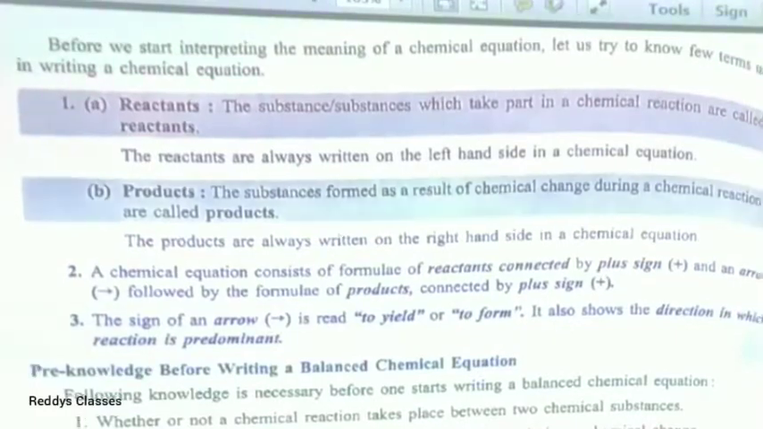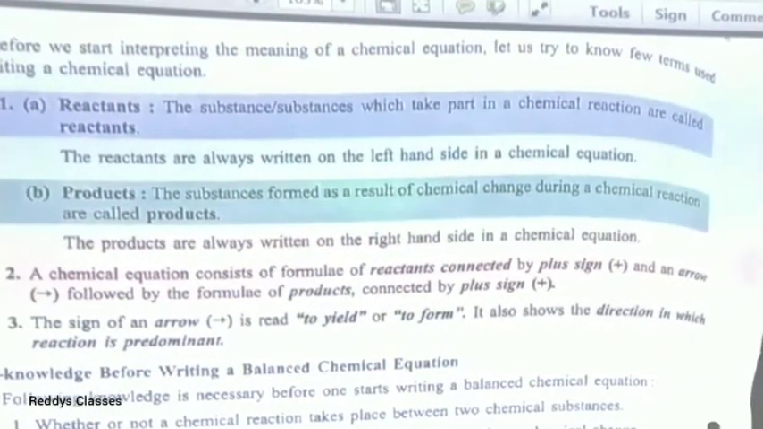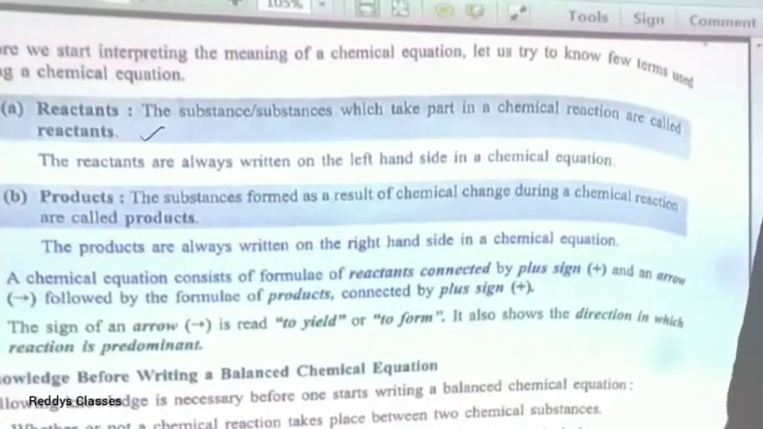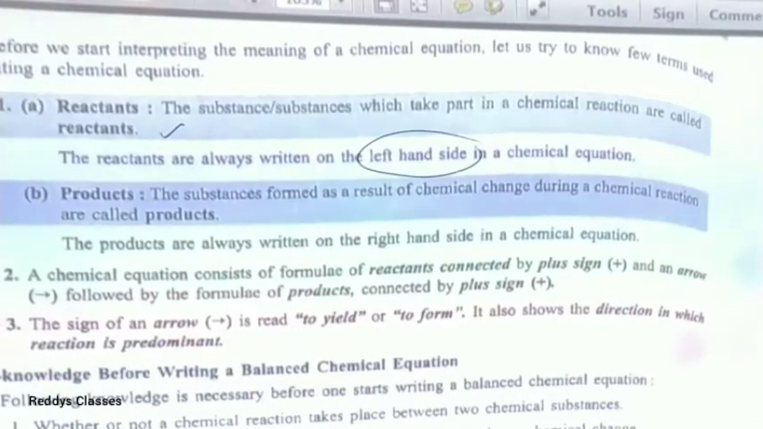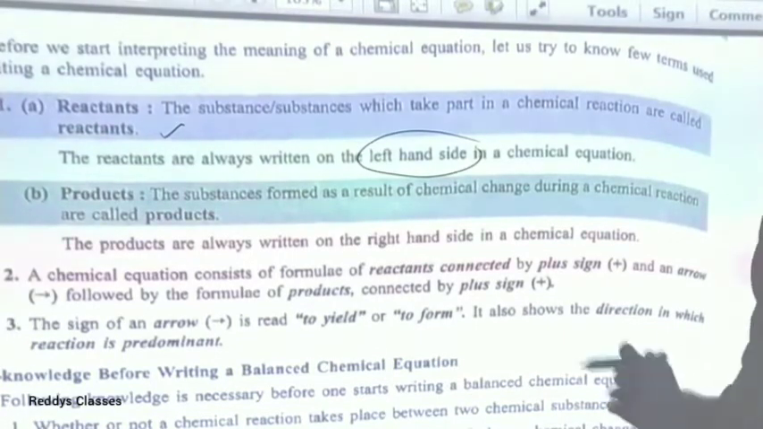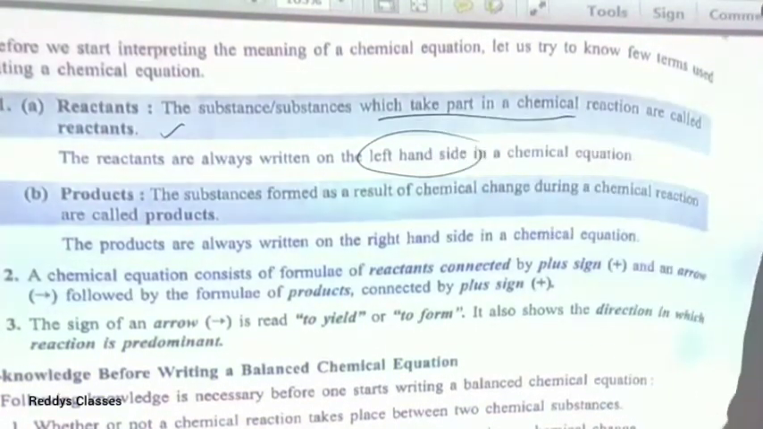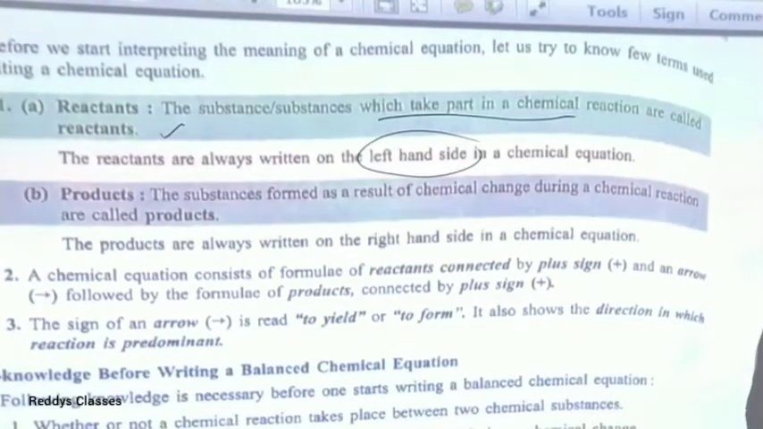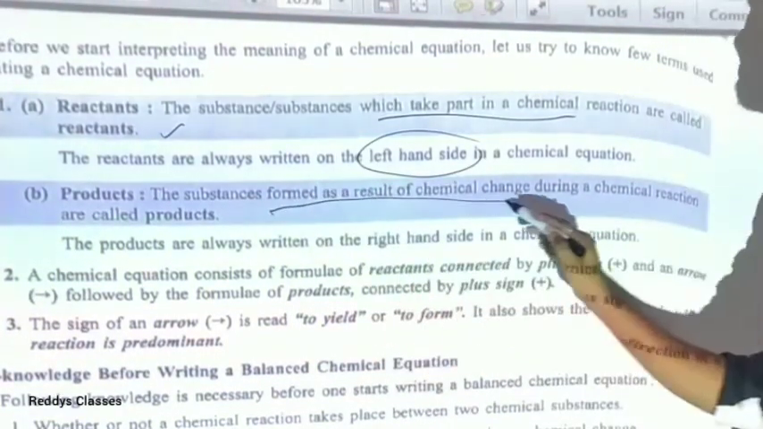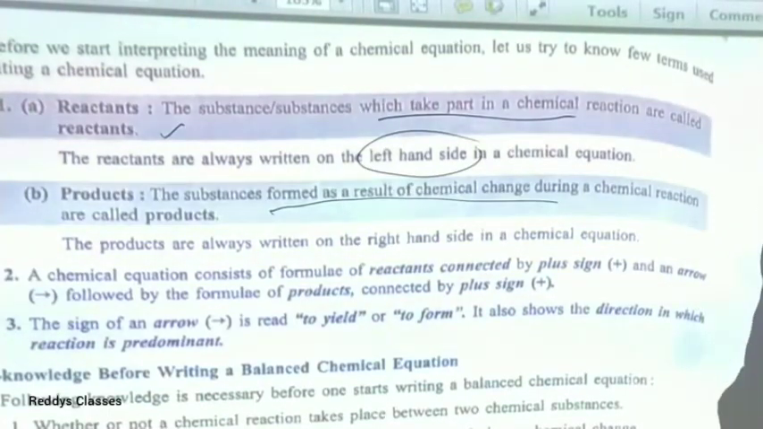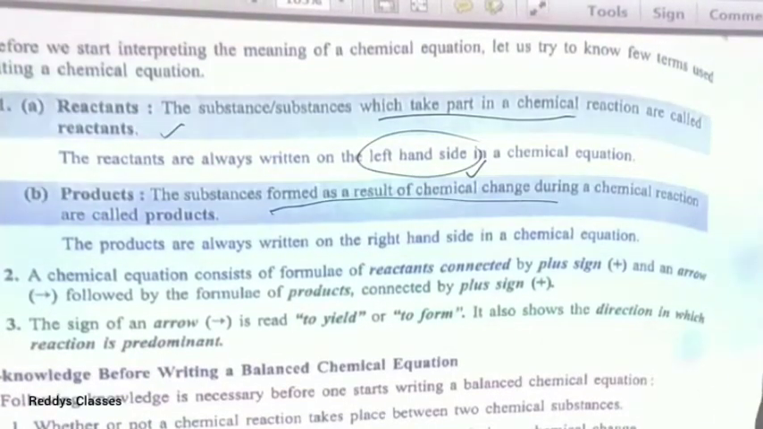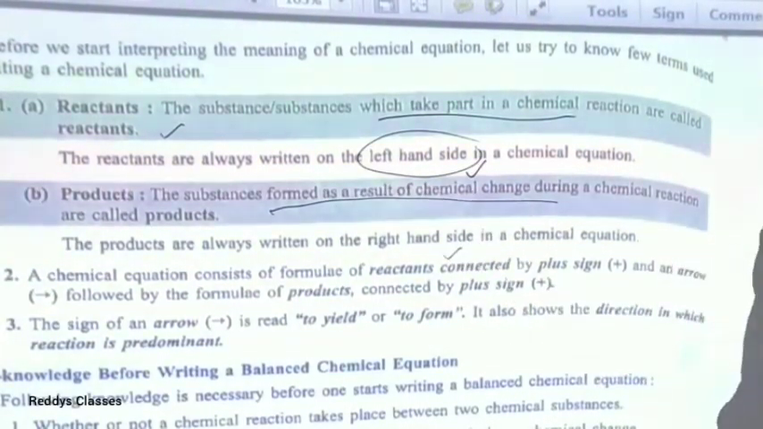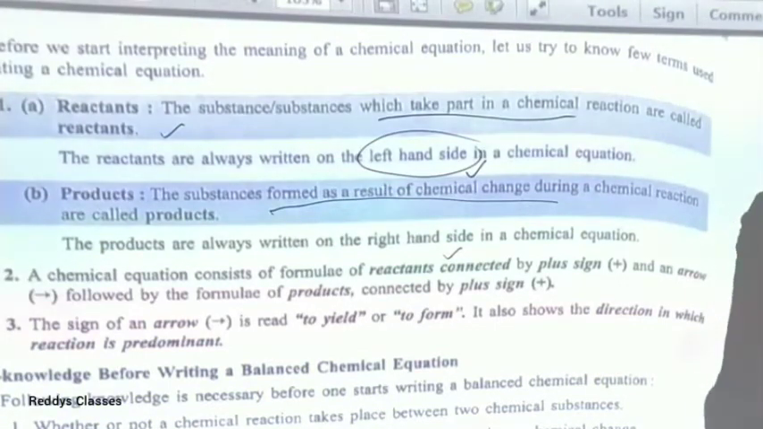The substances which take part in a chemical reaction are known as reactants. The reactants are always placed on the left hand side. The substances which are formed as a result of chemical change during a chemical reaction are called products. As reactants are written on the left hand side, the product is always written on the right hand side.